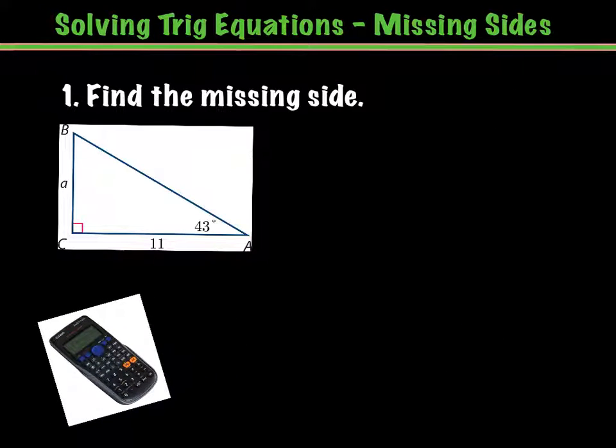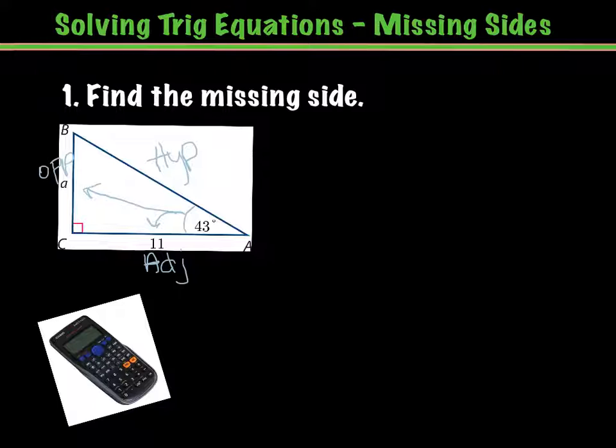Okay, so let's take a look at what we have to find. We have our right triangle. We have to find side BC, which is labeled A. We have a 43-degree angle and one side, 11. So first thing you want to do is label your hypotenuse, the opposite side, and the adjacent side. The hypotenuse is kind of easy to find. It's across from the 90-degree angle. Then we have our angle here, so opposite would be over here. So that's our opposite side. And then remember, adjacent is right next to the angle. That's our adjacent side.